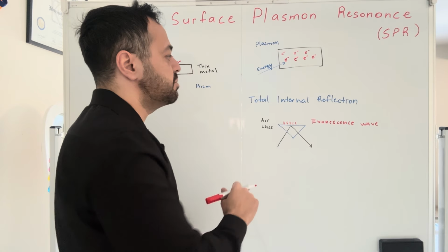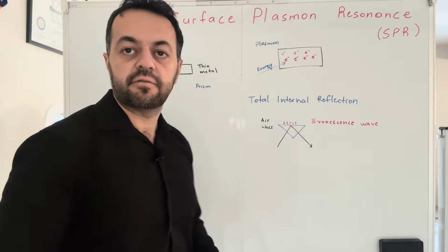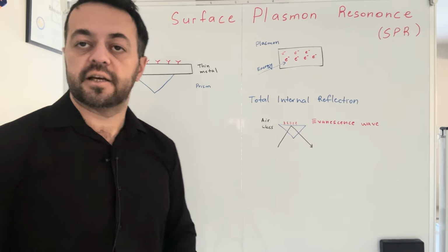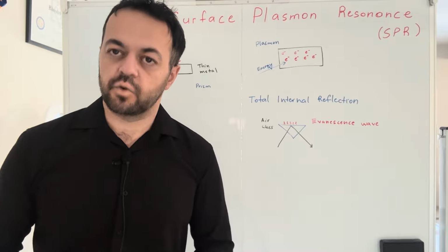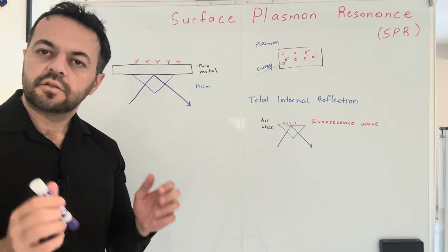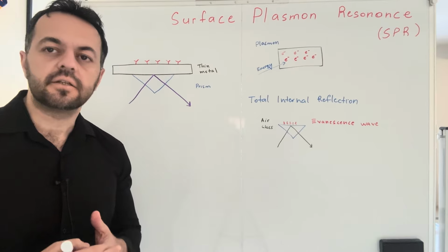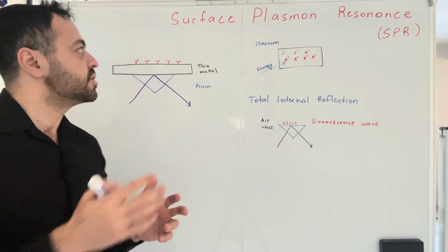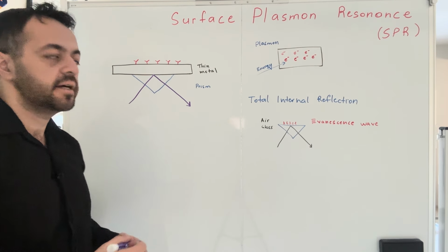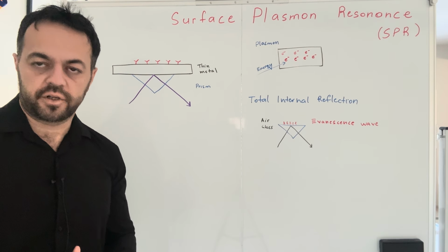So we covered plasmon, we covered total internal reflection, and now let's take a look at actually surface plasmon resonance, and what does it mean and how does it work. So let's take a look at the mechanism of SPR, which is surface plasmon resonance, and how does it work, and step by step cover each of the components.